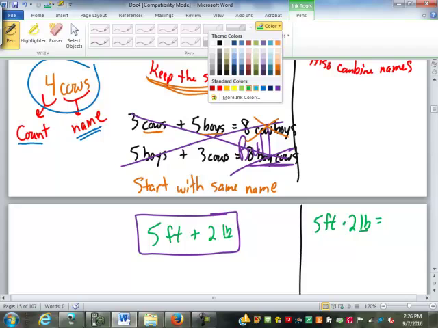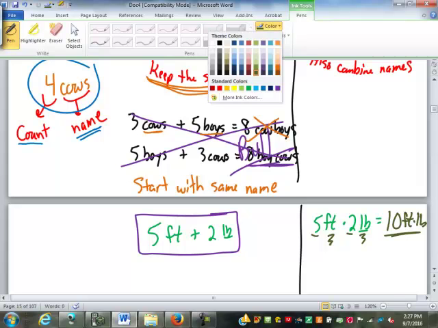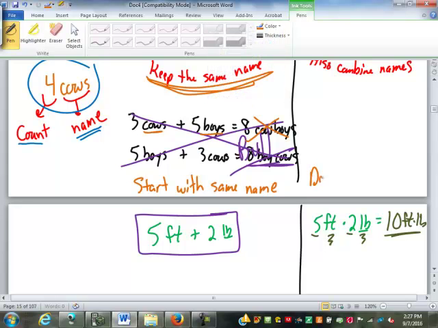But over here on the other side, if I wanted to do 5 feet times 2 pounds, when I multiply, I combine the counts. 5 times 2 makes 10. And then I also combine the names. Feet times pounds is just foot-pounds. If you're in mechanics, that's a unit of torque. In construction, that's going to be a unit of moment or bending in beams and posts and stuff like that. So when I multiply, I don't need the same name.